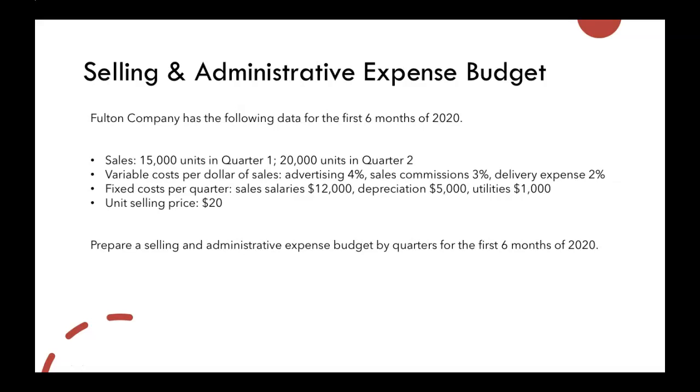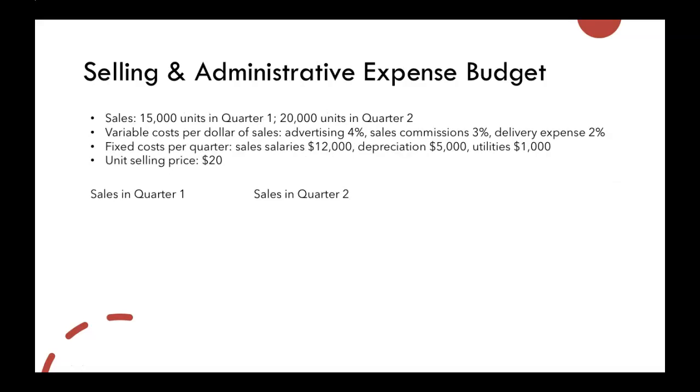So we need to take that information and prepare a selling and administrative expense budget by quarters for the first 6 months of 2020. Now, before we can actually prepare this budget, we need to first figure out our sales in dollars for each of these quarters. So in quarter 1, we sold 15,000 units. Multiply that by the unit selling price. That tells us that we made $300,000 in sales in the first quarter. Quarter 2, we sold 20,000 units, so we had $400,000 in sales for quarter 2.